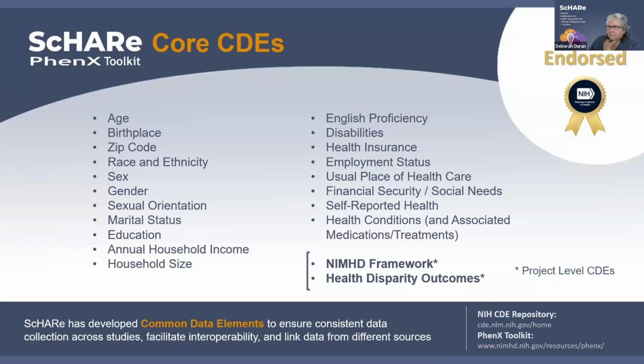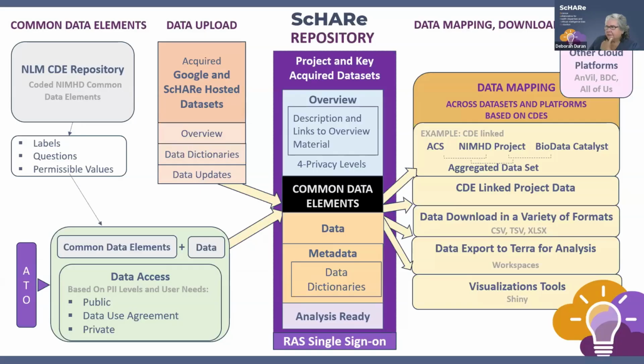The core common data elements that we are focused on are these. The top 20 are reported by the individual at the individual level, but we also have 2 project level ones, the NIH framework and the health disparities outcomes. Those are done at a project level. This is the reason why this is so important: when we use common data elements, it makes metadata easier to ascertain across studies, and it makes it easier for the linkages to occur across platforms.